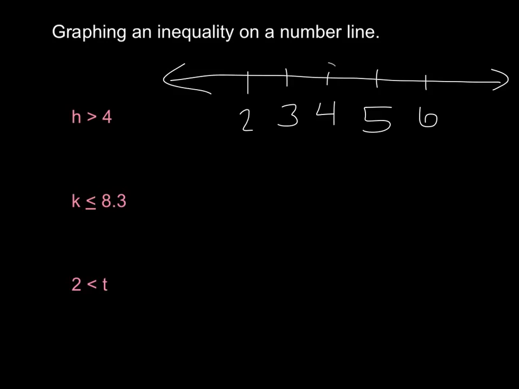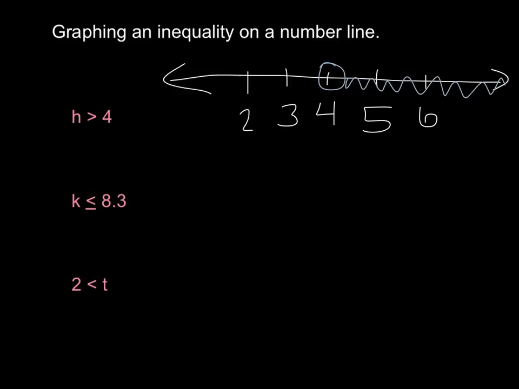So to represent that, we put an open circle. So we have an open circle at 4 representing h is just greater than 4. And when I said the word greater than, what you need to do is think to the right. Greater than is to the right because 5 and 6 are greater than 4. Alright, I would like you to try the next one on your own, so pause the video.